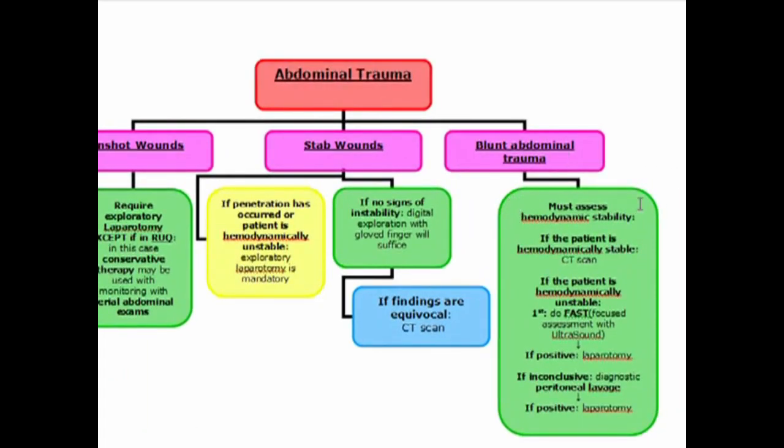Blunt abdominal trauma. Once again, measure hemodynamic stability. If they're stable, CT. If they're unstable, first step, FAST ultrasound. FAST ultrasound, if it's positive, laparotomy. If it is inconclusive, diagnostic peritoneal lavage. And if the diagnostic peritoneal lavage is positive, we go to laparotomy.